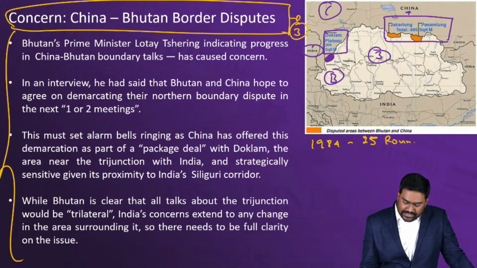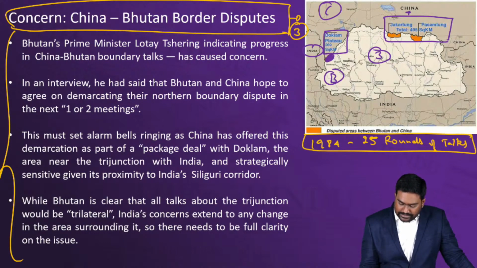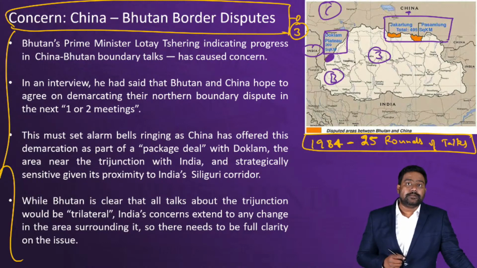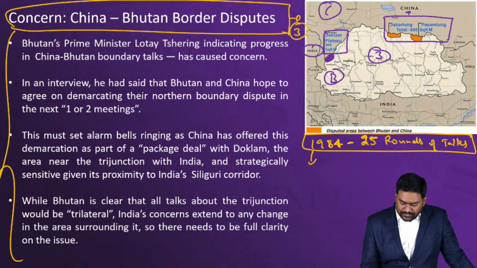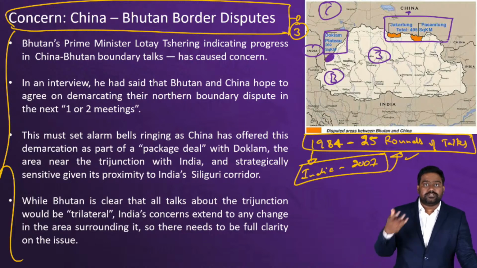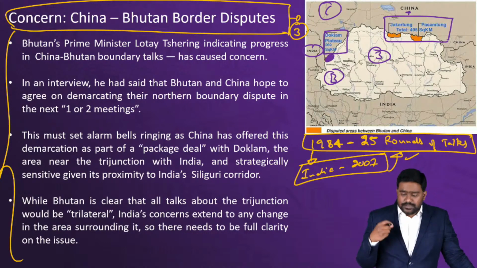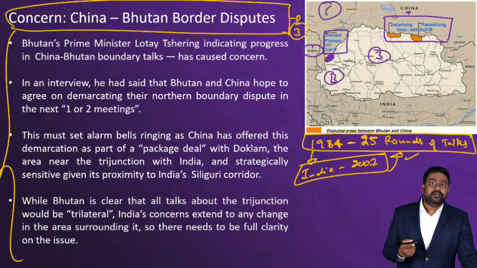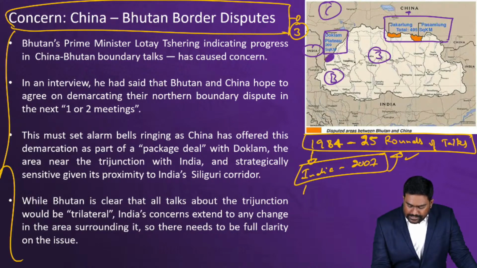25 rounds of talks have taken place between China and Bhutan. Until recently, 24 rounds of talks had taken place, and just a few weeks back, the 25th round of negotiation took place between China and Bhutan. Previously, these border talks were facilitated by India. Until 2007, these border talks would be guided by India because Bhutan was guided by India in its foreign policy. But now that Bhutan is running its foreign policy independently, it conducts these negotiations with China independently. But however, Bhutan is so close to India that it always informs India and keeps India in the loop.